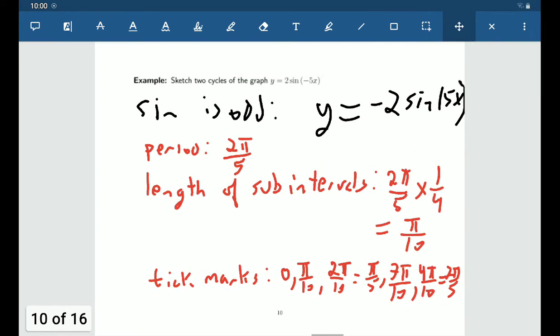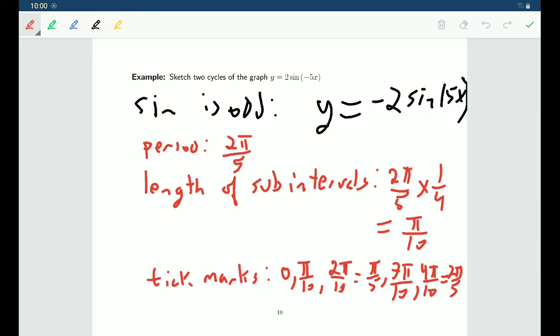So what I would do at this point, now that we've figured out our tick marks, I'll set up my x and y axis and put in my tick marks. I also know, because of my sine function, that the number in front is -2. In other words, this is a sine function that's been stretched vertically by a factor of 2 and also flipped in the x-axis.